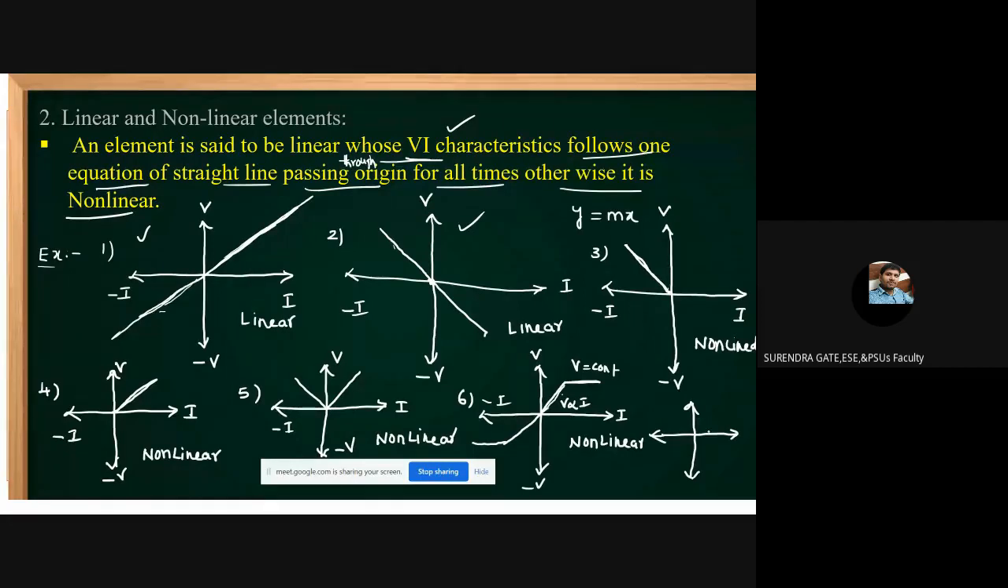If it is given like this, it is also non-linear. Any characteristics given like this are non-linear. For example, I'm giving this one. This is plus V, this is minus V, this is plus I, this is minus I. So linear or non-linear? Non-linear, because it is not passing through the origin. That's why it is non-linear.